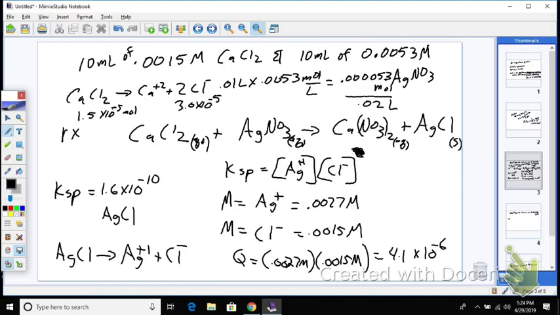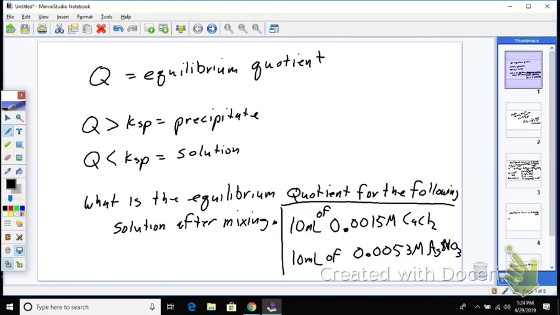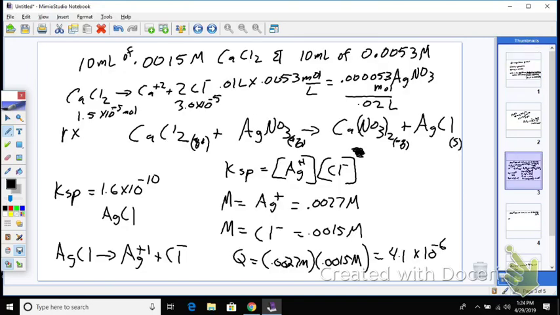Yes. Q is greater than KSP. We put those two solutions together, we get a number to the -6, KSP's to the -10th. It definitely precipitates out. Now, if I came out with an answer that was like 4.1 times 10 to the -12, no precipitate forms. Questions?